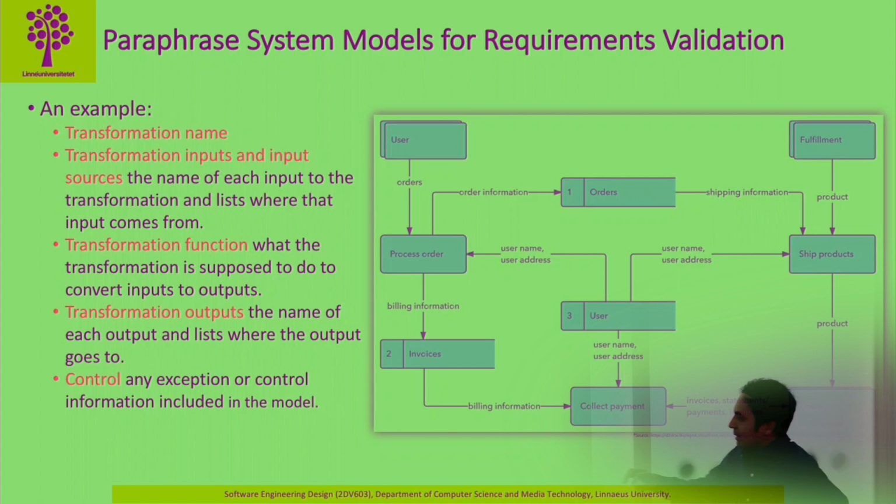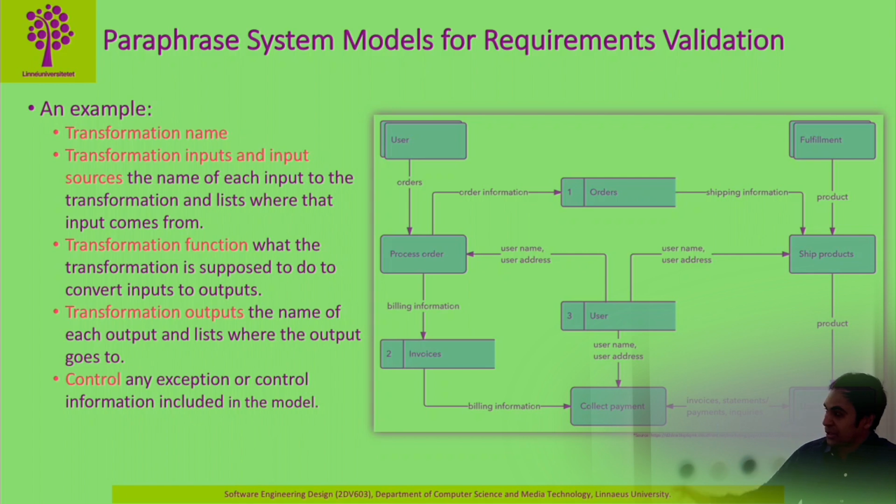So at the end, the user is getting the product here. The transformation name can be the model name, or you can give any name that is related to the model. Then you also need to define.